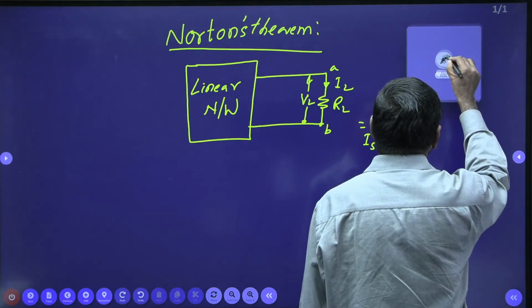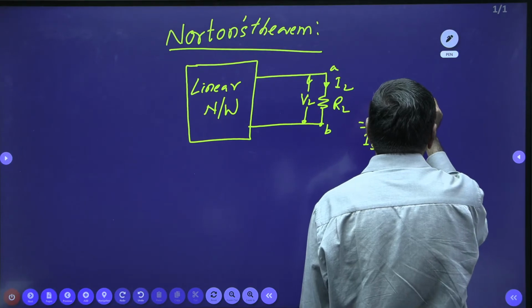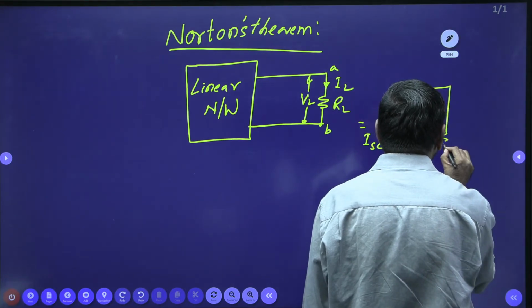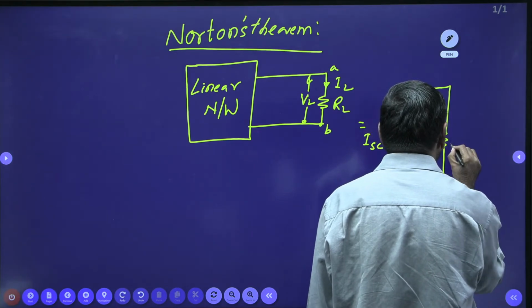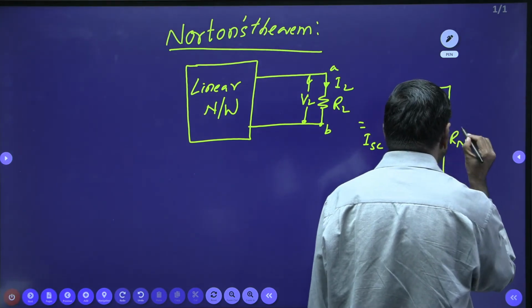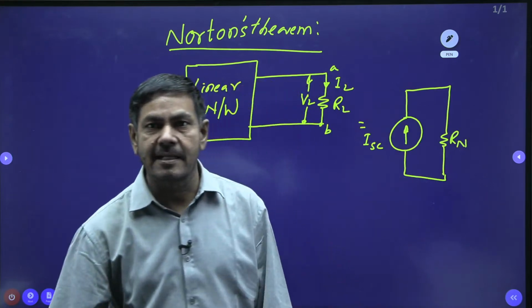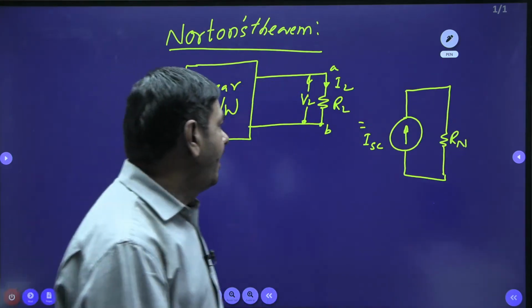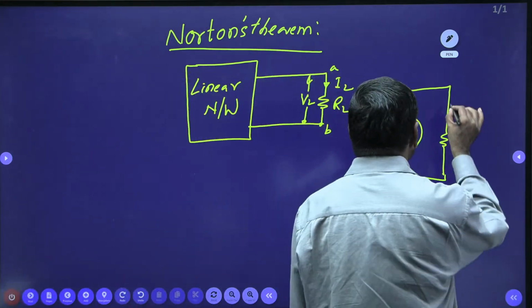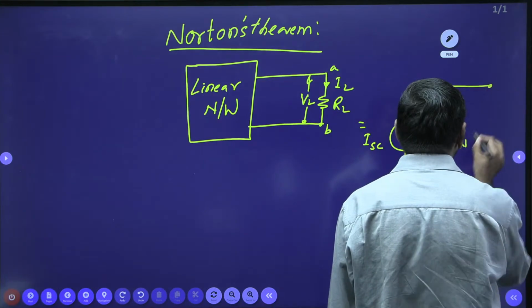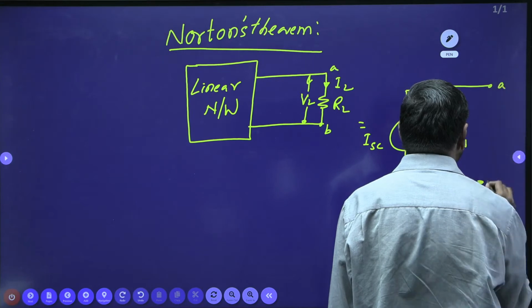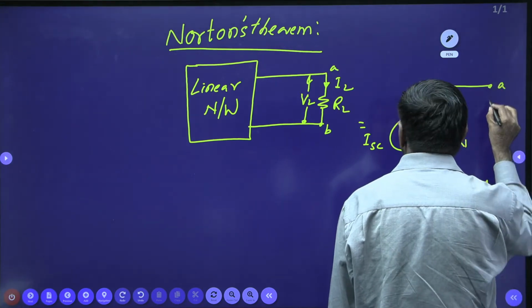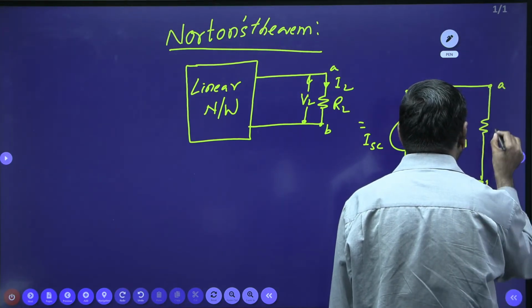Yes, you need to find the short circuit current here, ISC. And you must connect one resistor in parallel to this. That is taken as the Norton's equivalent resistor, I can put here now. And a load is to be connected in between these two terminals. That load is taken as RL.